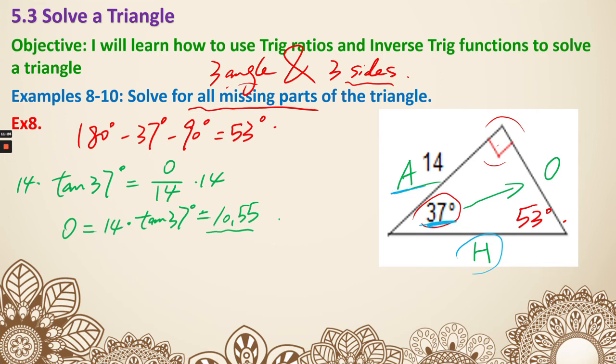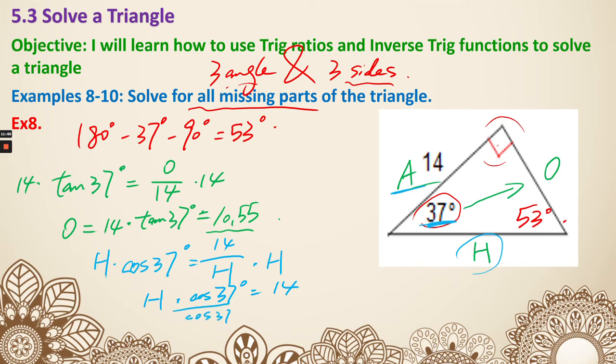So this time we're using adjacent and hypotenuse. That means it's going to be cosine. So cosine 37 degrees is going to give me adjacent over hypotenuse, 14 over h. So I'm going to multiply both sides by h, and so my h times cosine 37 degrees is going to be 14. Divide both sides by the cosine 37 degrees. My h is going to be 14 over cosine 37 degrees, which should give you 17.53. That should be my hypotenuse.